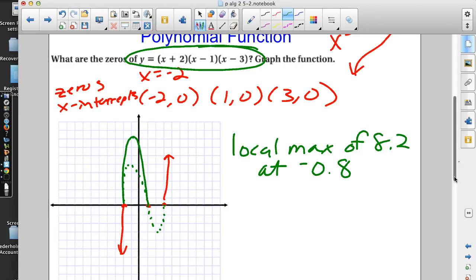And then we need that local min. So second trace, number 3, blinking on the left side of the valley, right side of the valley, and enter your guess. So that will be a local min of negative 4.1 at 2.1. So 2.1, 1, 2, 3, 4, and a little bit more.